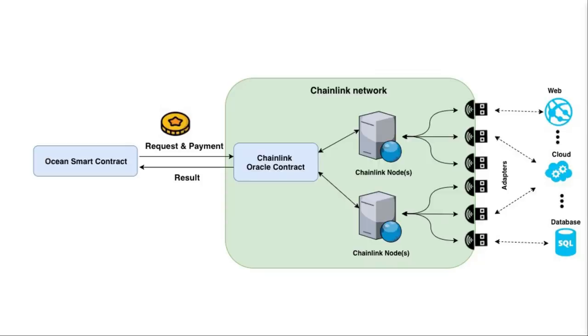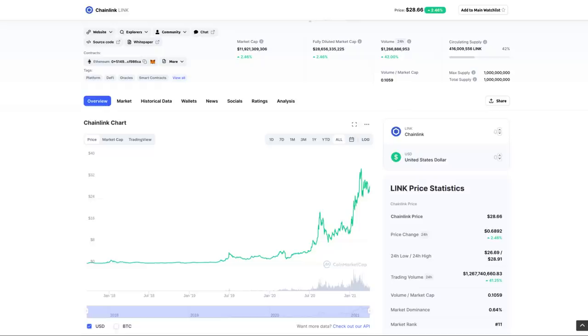So to finish up, we'll take a look at some general data about LINK. There are currently a supply of about 416 million LINK, and they have a total supply cap of 1 billion LINK coins. The current price of Chainlink is $28.48, which gives it a market cap of just under $12 billion.